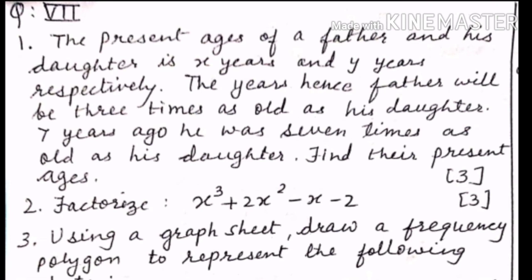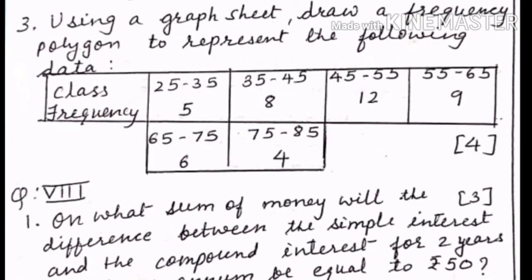Then question number 7, third part: using a graph sheet, draw a frequency polygon to represent the following data. Here you are given 2 columns, class and frequency. So this is again a frequency polygon, students. First of all you have to start with 25, 35 on the x-axis, and you have to find the class marks. Class marks means mid values, so you will write the mid values.